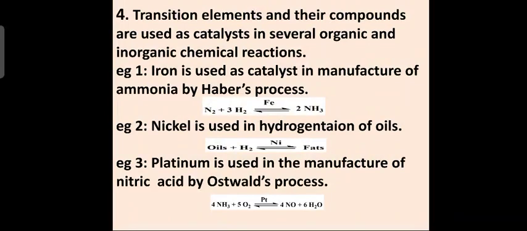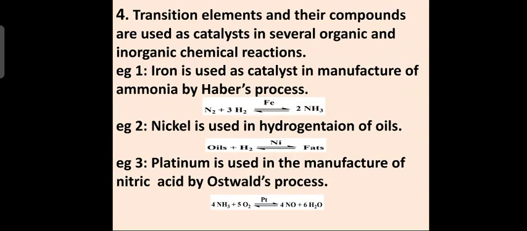And what is the equation for that? Nitrogen plus 3 hydrogen gives what? Ammonia, correct. And which transition element is used as the catalyst? Iron. So transition metals are used as catalysts in most of the organic and inorganic reactions.